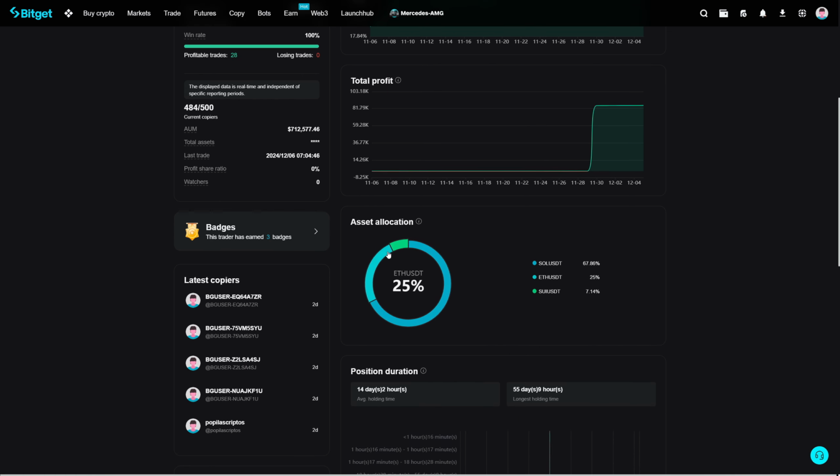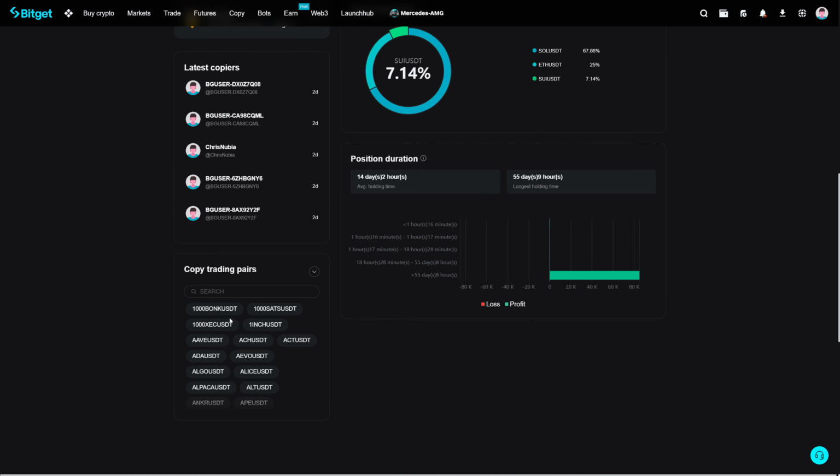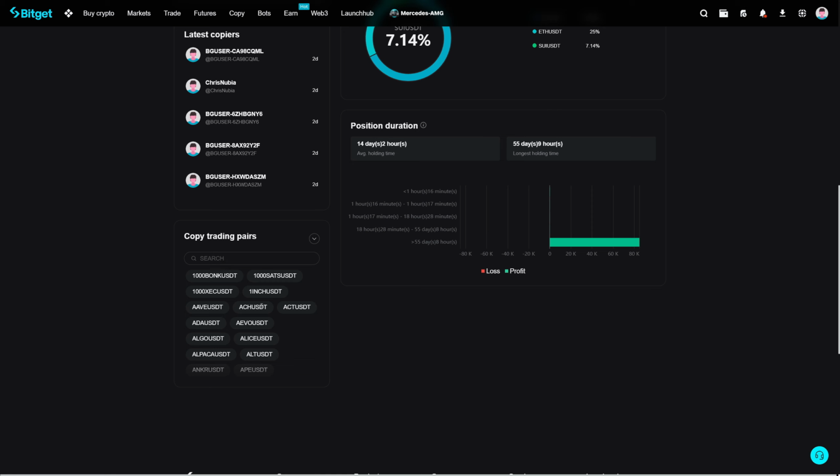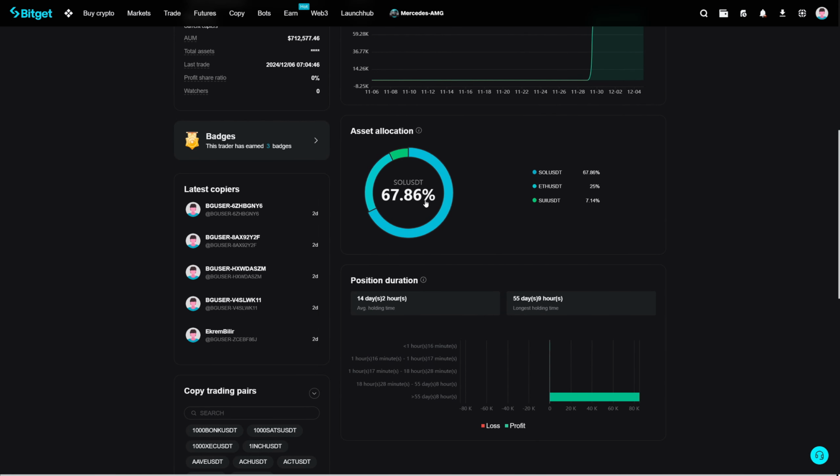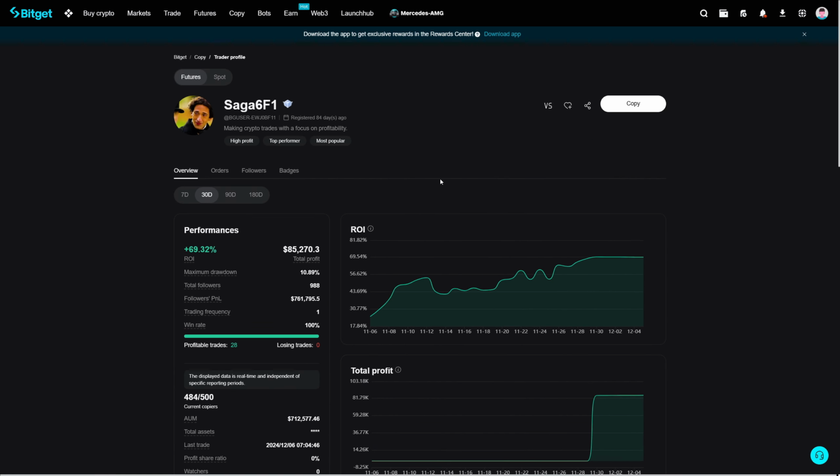Then we can see all of the assets that he was trading. We can see he is very selective with only Solana, Ethereum, and Sui. Then in the bottom, we can also see all of the copy trading pairs that he has activated, which means he can also trade these coins if he wants to. But so far, he only took trades on these couple of coins, and he was doing very well with it.